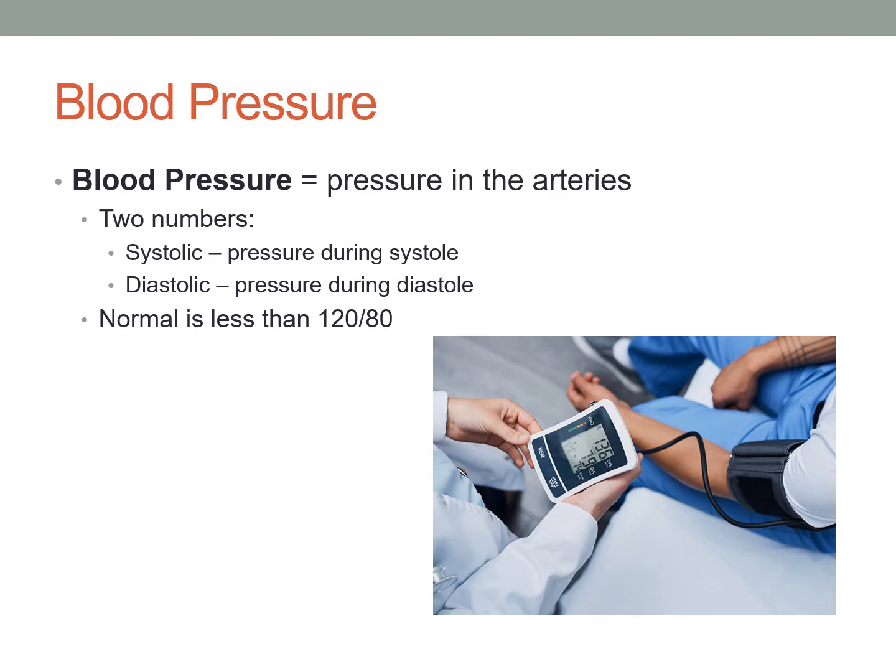And we literally are measuring it in millimeters of mercury, which is the same thing that you use to measure tire pressure. Right? Same exact thing, how much pressure is being exerted on the walls of our blood vessels. So normal is less than 120/80.